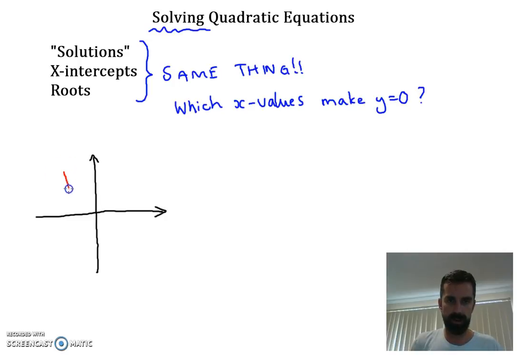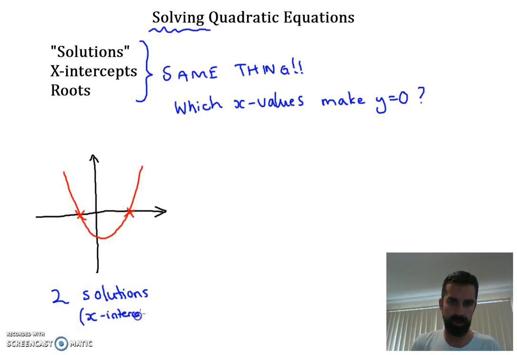So if we look at our typical parabola, it might cross over the x-axis twice. In this case, we would say that there are two solutions to that quadratic, or two x-intercepts, or two roots. Either way, there are two x values that will make y equal to 0 in this case.